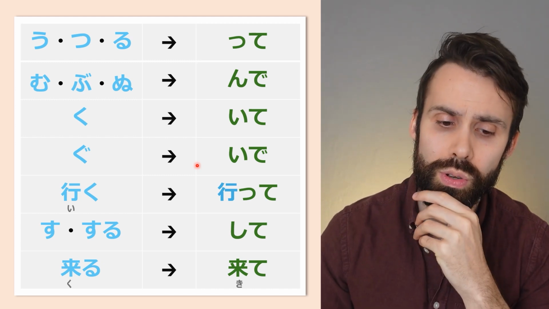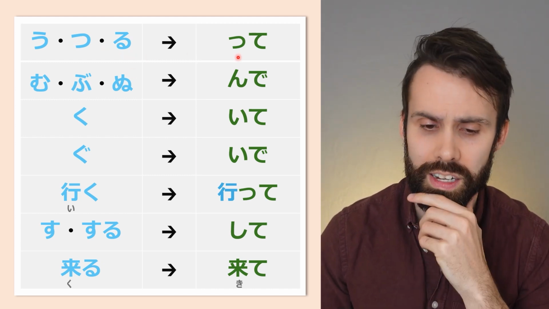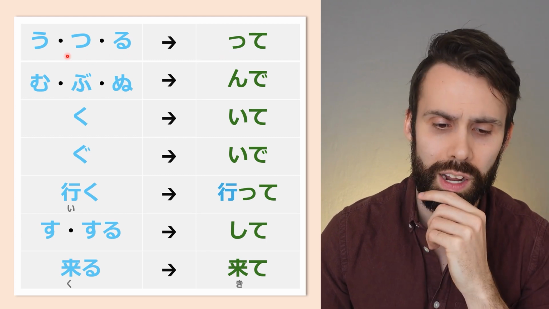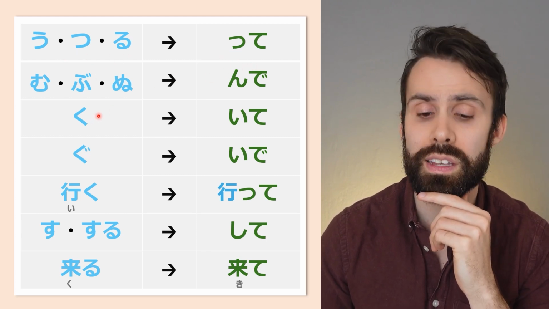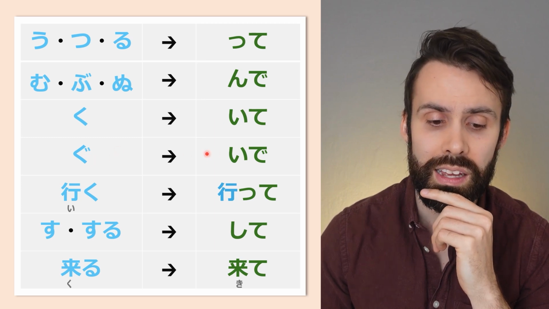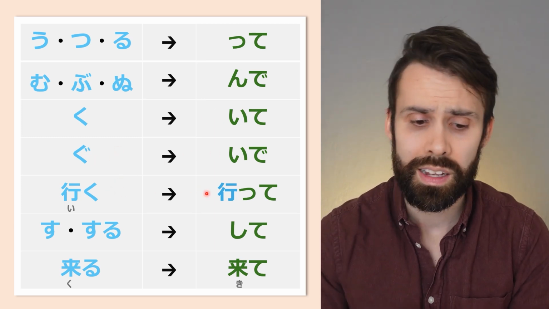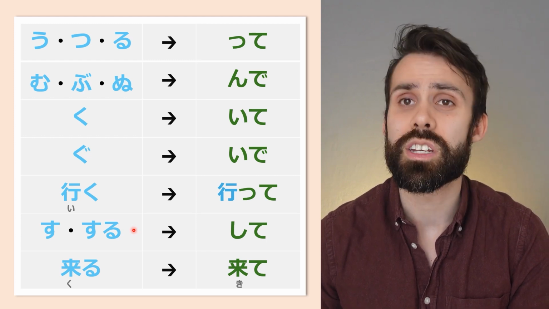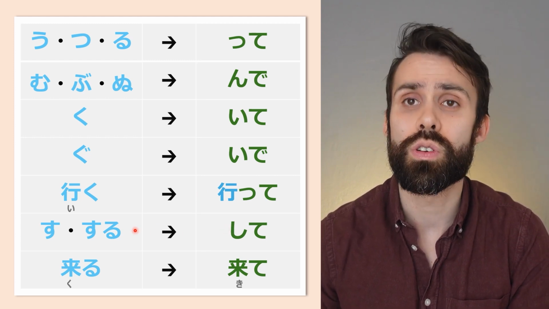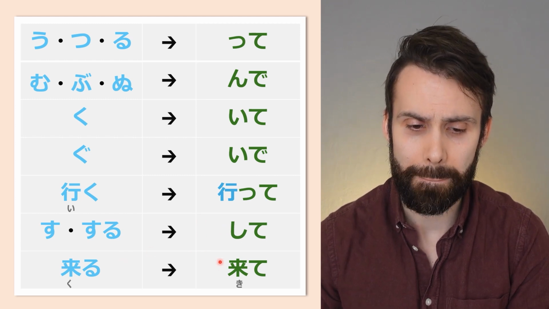If a verb ends with u, tsu or ru, it's replaced with tte. While mu, bu and nu are replaced with nde, ku with ite, gu with ide. Iku is irregular in this case, so iku becomes itte. Verbs ending with su become shite, and the verb suru, to do, also becomes shite, and kuru becomes kite.